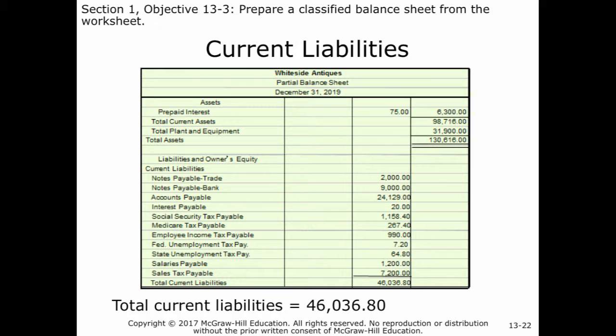Now the liabilities section comes next on the classified balance sheet. Liabilities are classified into two sections, current and long term. And remember that current liabilities are debts that must be paid within 1 year, and current liabilities are usually listed in order of priority of payment. So the total current liabilities for Whiteside Antiques in this case is $46,036.80.